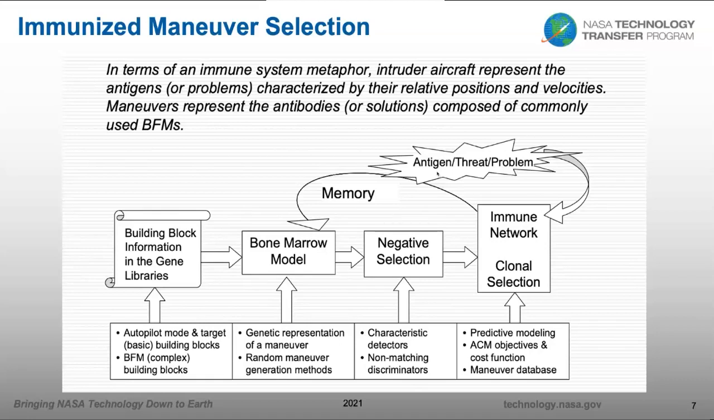They are initially constructed through basic flight maneuvers, which we'll talk about more in a little bit. The population is randomly generated and managed through negative selection, and then optimized through the clonal selection process. And finally, the successful maneuvers are stored back into the database along with their relative position and velocity characteristics for future mappings.